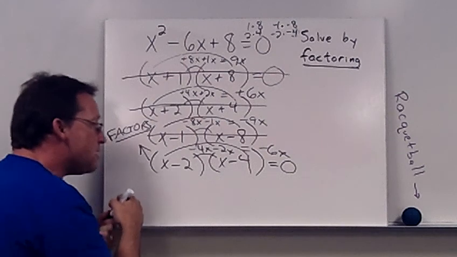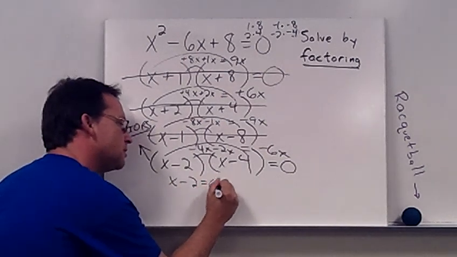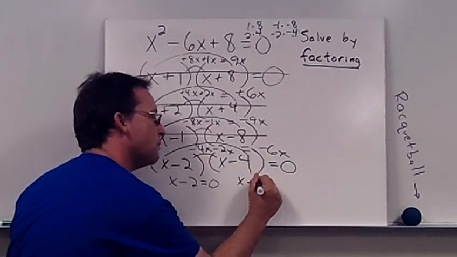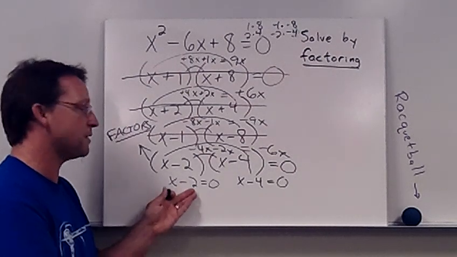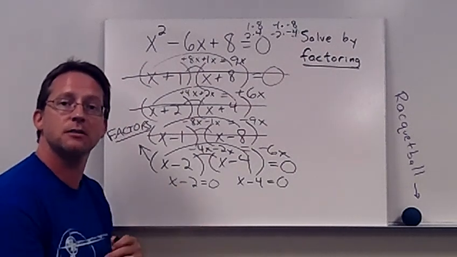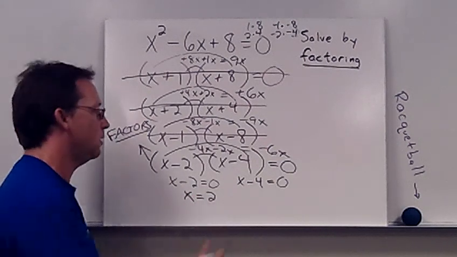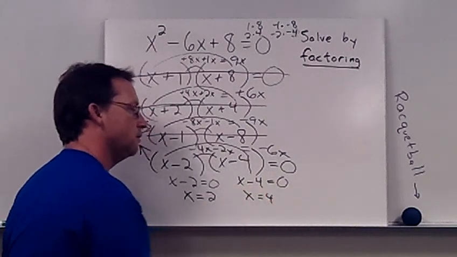All right? So either this x minus 2 is equal to 0, or this x minus 4 is equal to 0. Well, if x minus 2 is 0, what's x? 2. And if x minus 4 is 0, what's x? 4.